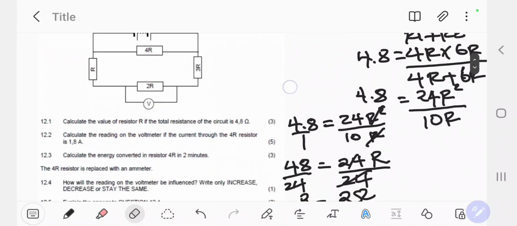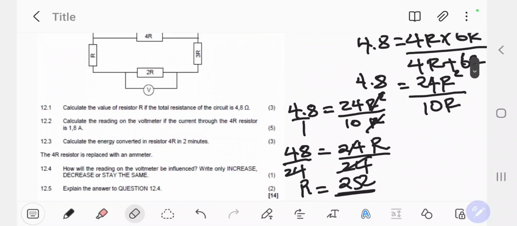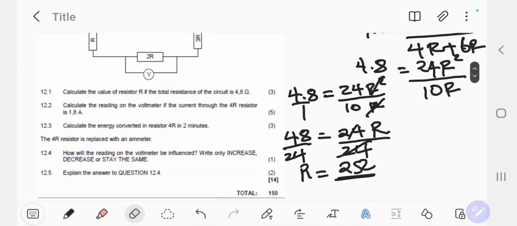All right, thank you so much. Let's go to number 2. I'm going to erase this information, guys. Number 2 says: calculate the reading on the voltmeter if the current through the 4 ohm resistor is 1.8. Calculate the reading on the voltmeter.